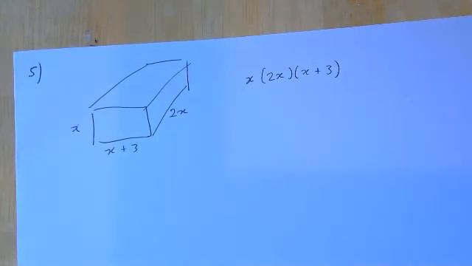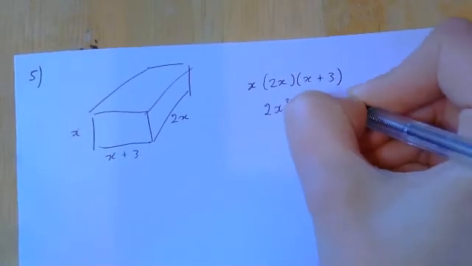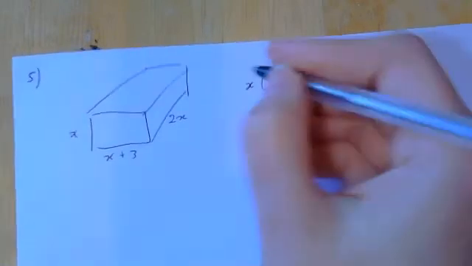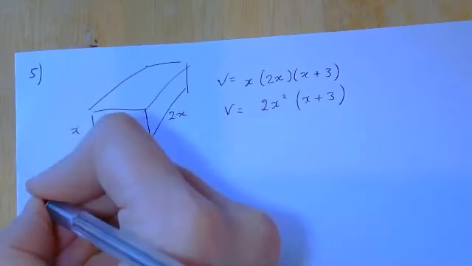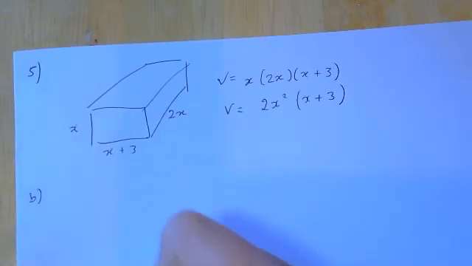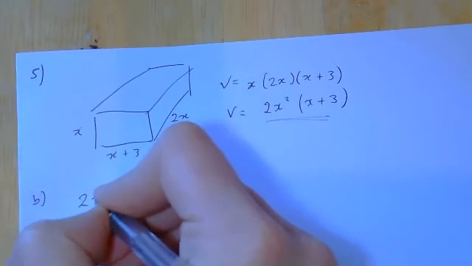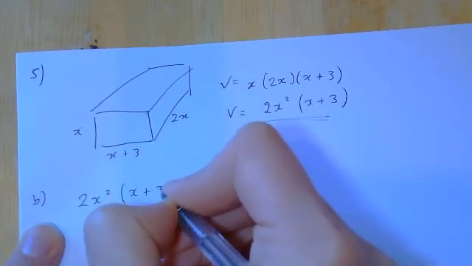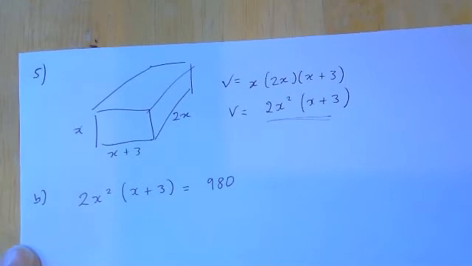You might be shooting yourself in the foot by not tidying it up, and in fact I can't quite help myself. I am going to do that, but that's how I'm going to leave it. So that's the volume. Right, and then it tells us that the volume of the box is 980. So this is my volume, and I'm told that that equals 980.